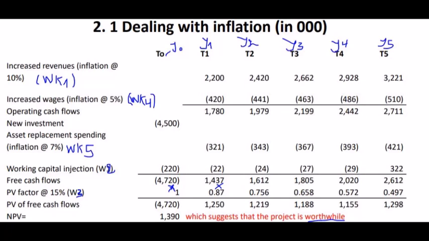After that you get free cash flow, and then you take the present value factor of 15% from working 3. As I have said, it is a 15% that you are going to make discount for each year from the tables, and then we get the present value of free cash flow. After that, we conclude if the project is worthwhile. Our net present value is 1,390.